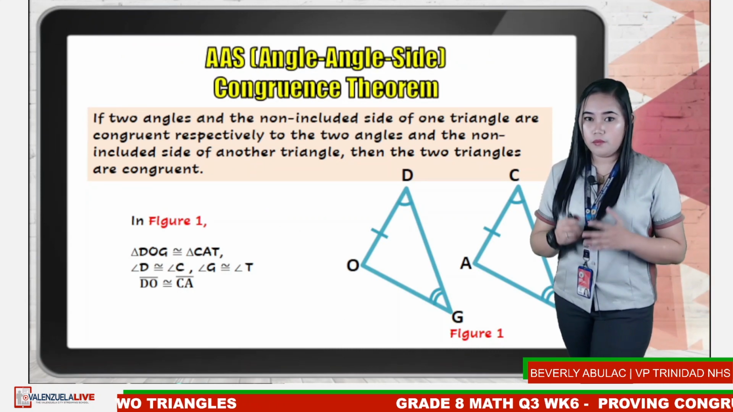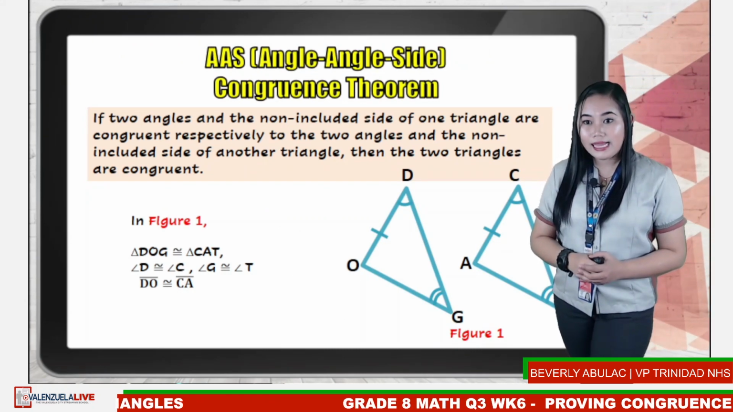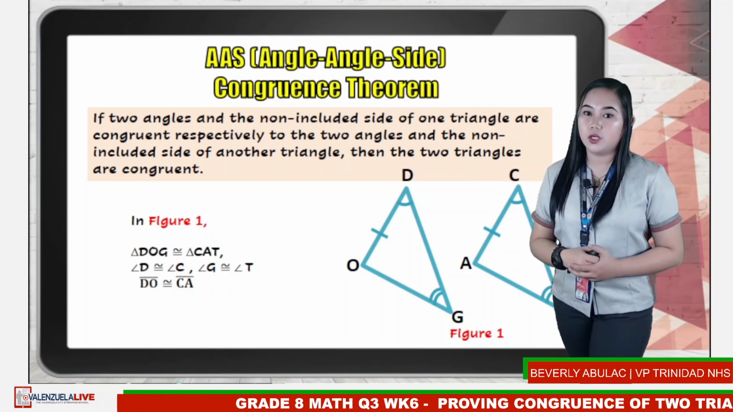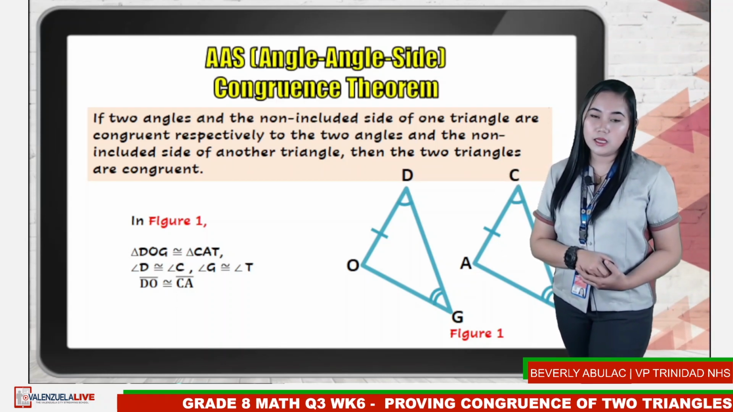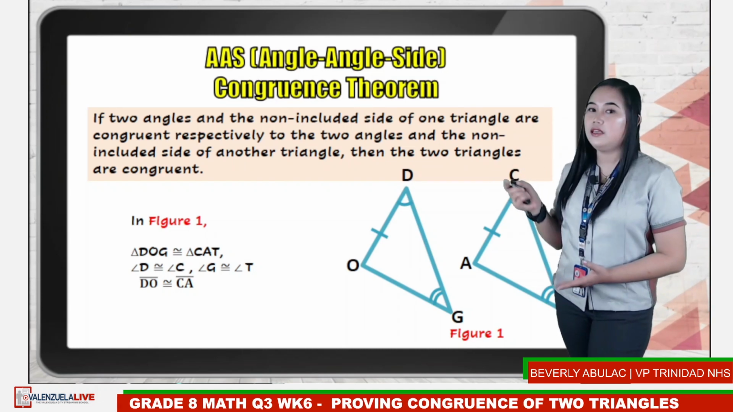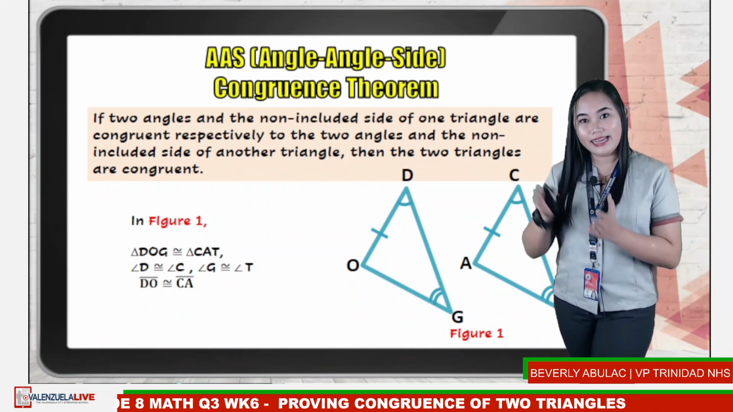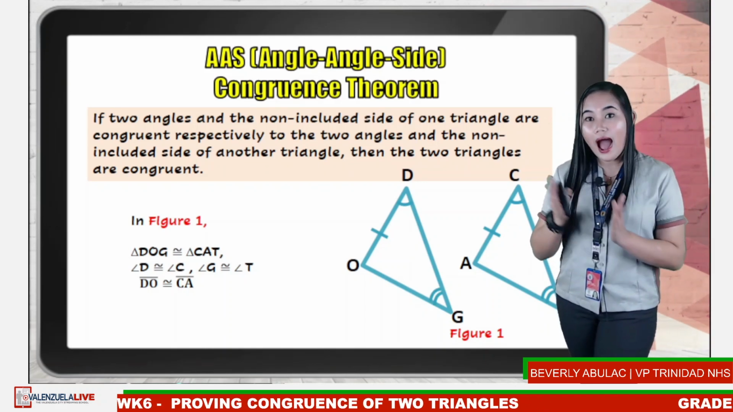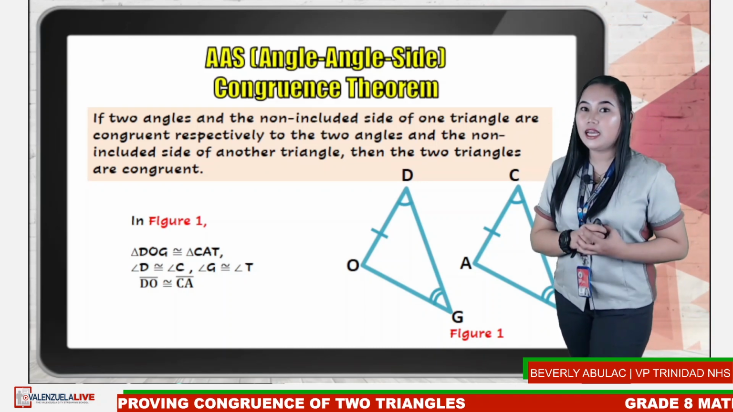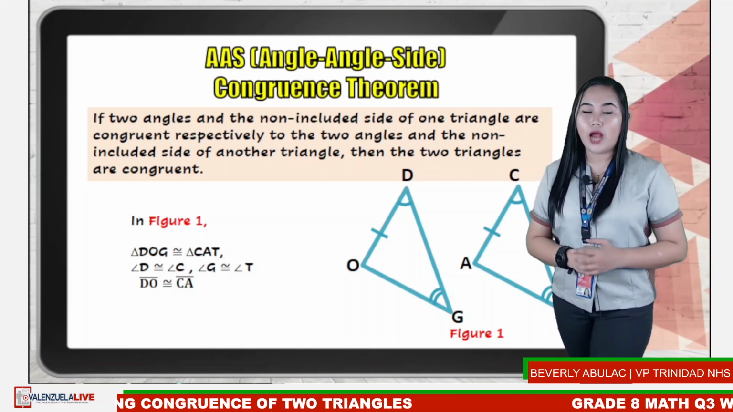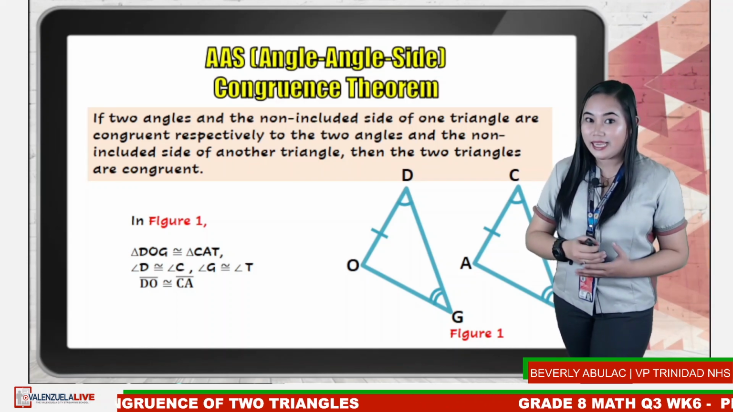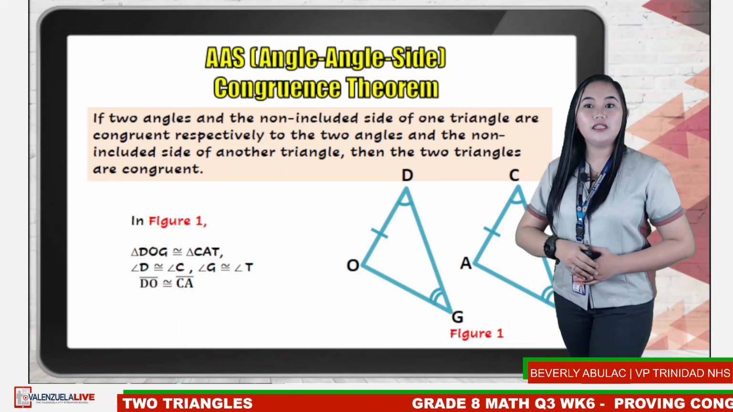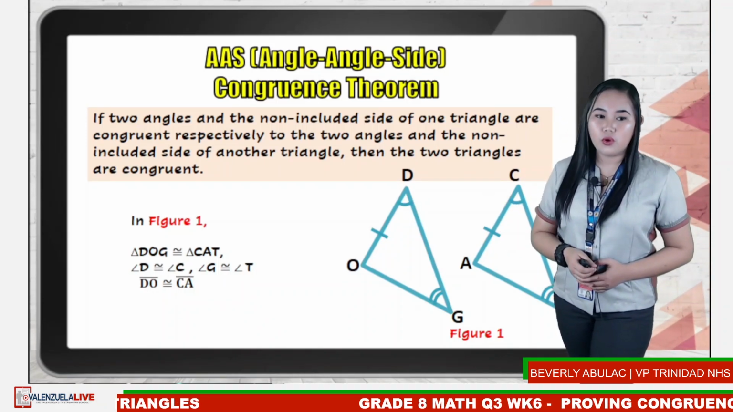Of course, suppose you are given the measures of two angles and a non-included side. Is this information sufficient to prove the congruence of two triangles? So we have the AAS, angle-angle-side congruence theorem. It states that if two angles and the non-included side of one triangle are congruent respectively to two angles and the non-included side of another triangle, then the two triangles are congruent.